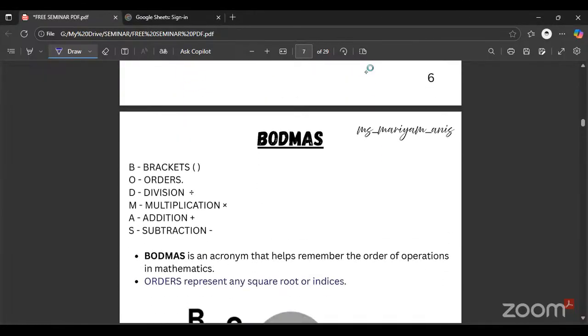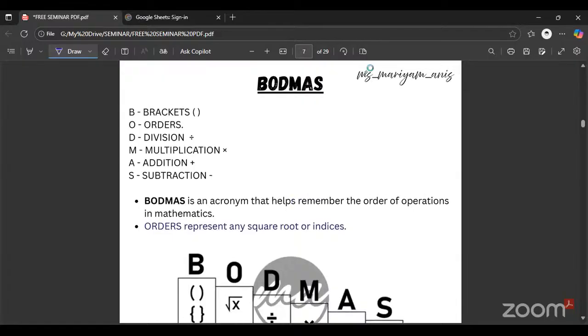Okay, let's move on to the third topic. BODMAS. I have given you the sign and the full form of the BODMAS. B stands for bracket, O stands for orders, D stands for division, M stands for multiplication, A stands for addition, and S stands for subtraction. BODMAS is a short form that helps to remember the order of operations in mathematics.